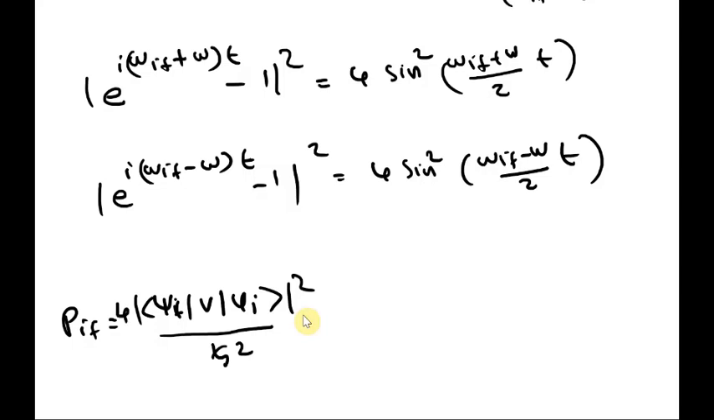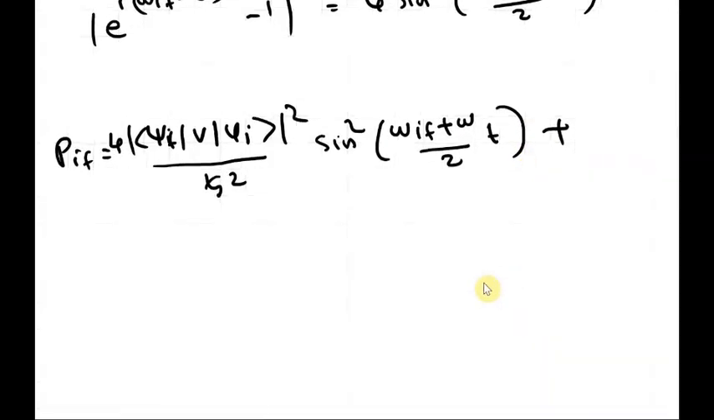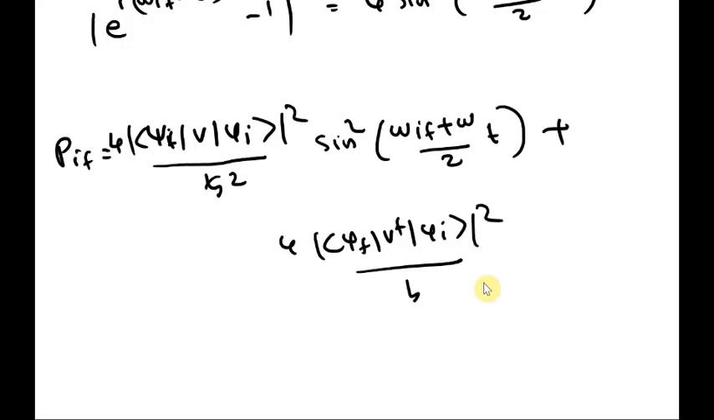Okay, when 4 comes here, sine square omega if plus omega by 2 t, plus a similar term, 4 psi f V dagger psi i square divided by h cross square, sine square omega if minus omega divided by 2 t.